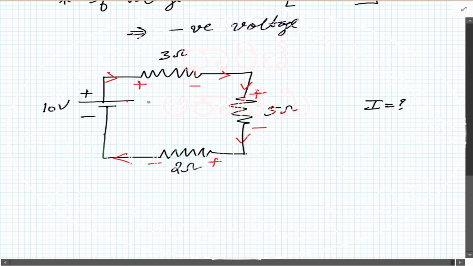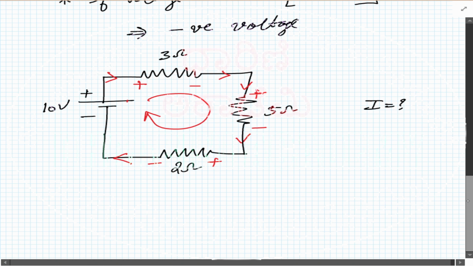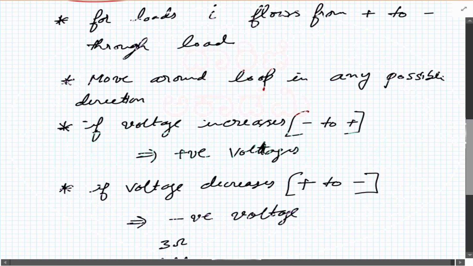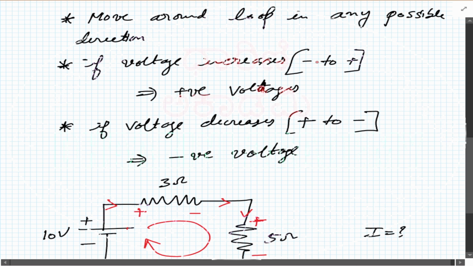Irrespective of what direction you move, you get the same answer. So let me assume that I move in this direction. I randomly chose this as a clockwise direction. We can even change; you can move anti-clockwise. Later you can try that as a homework problem: same problem, you move around anti-clockwise and you verify whether you get the same answer or not. Now the rule comes: if the voltage increases, minus to plus, then that voltage is positive. If voltage decreases, it is negative.